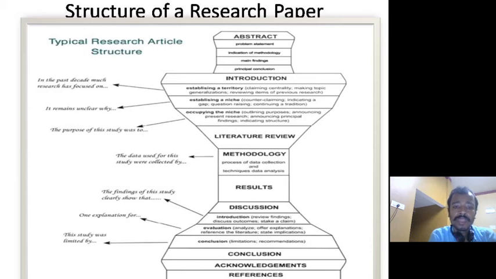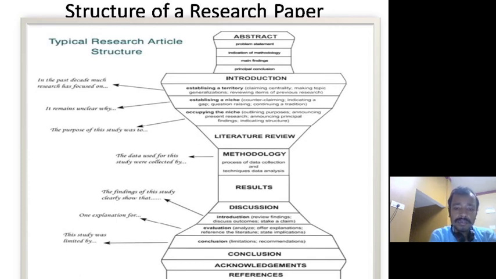Now, after getting the results, the research is discussed in a proper manner. A research paper can be discussed in two ways: from the theoretical perspective and from the practical perspective. Lastly, the conclusion. Conclusion means the overall conclusion of the research. It is the summary of the research.